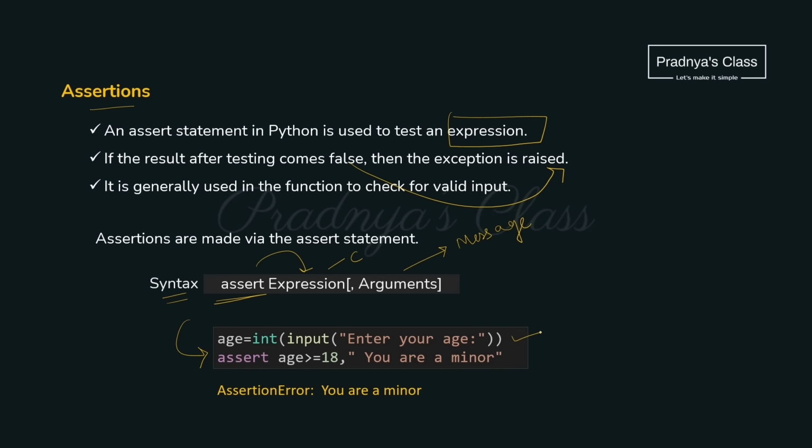We are entering the age of a person. If the age is greater than or equal to 18, we are writing the message. If this condition evaluates to false, then only this message will be displayed. You will get this type of output. Let's imagine I am entering the age 10. So you will get the message you are minor, because this condition is false.